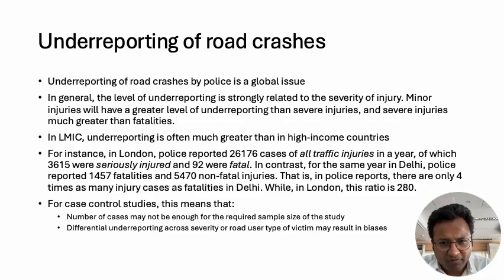There are about 1,450 fatalities in 2023 and about 5,500 non-fatal injuries. This is how Delhi police classifies their data when they report it in their annual reports. Now, I know because we have done this work, we have looked at this data in detail from Delhi, and we know that almost all of these non-fatal injuries that Delhi is reporting, 5470, almost all of them are severe injuries. So minor injuries are almost not reported in Delhi.